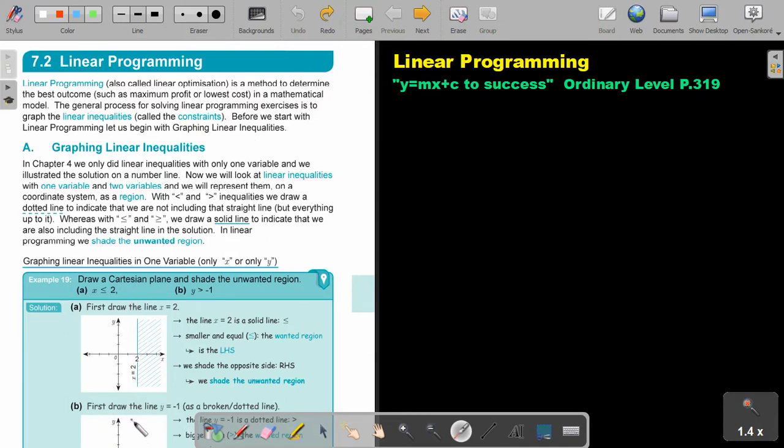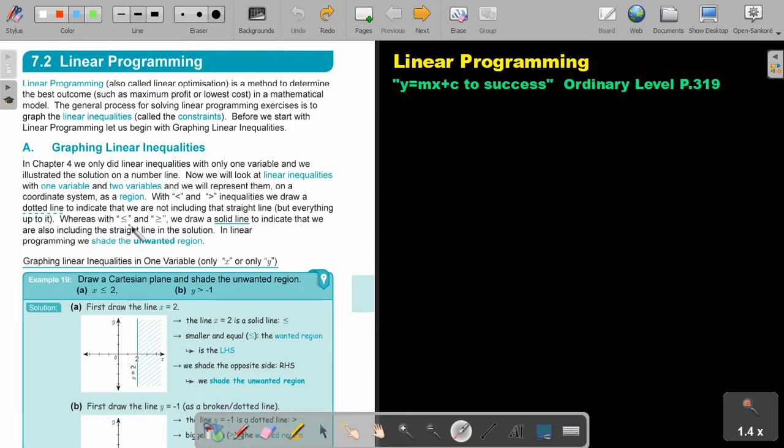Graphing linear inequalities. In chapter 4, we only did linear inequalities with only one variable, and we illustrated the solution on a number line. Now we will look at linear inequalities with one variable and two variables, and we will represent them on a coordinate system as a region. With smaller than and bigger than inequalities, we draw a dotted line to indicate that we are not including the straight line, but everything up to the straight line.